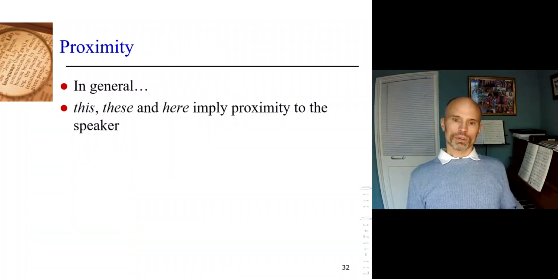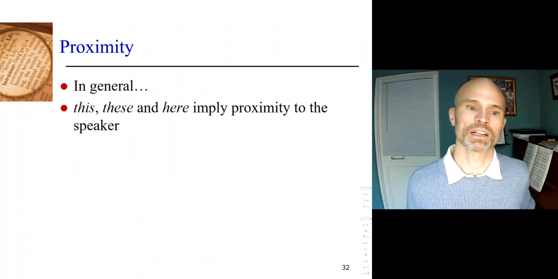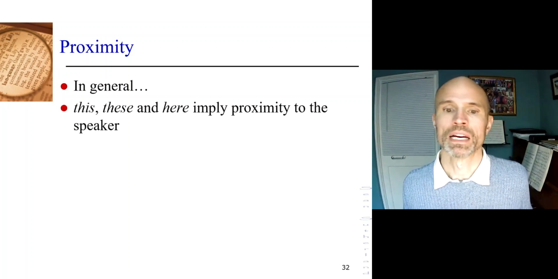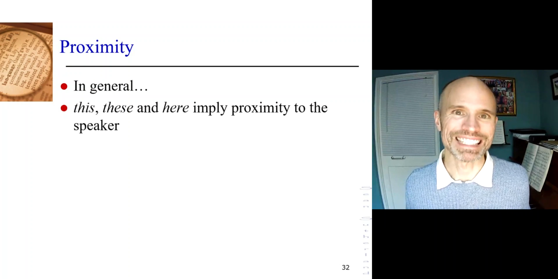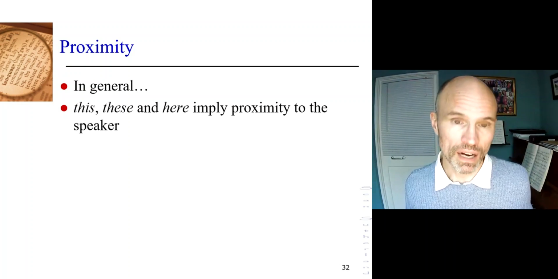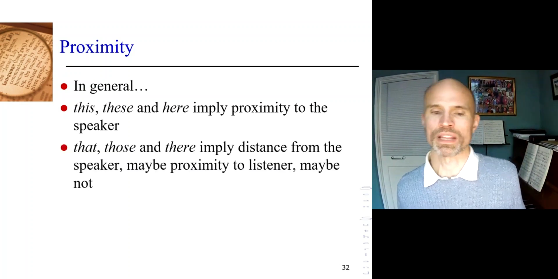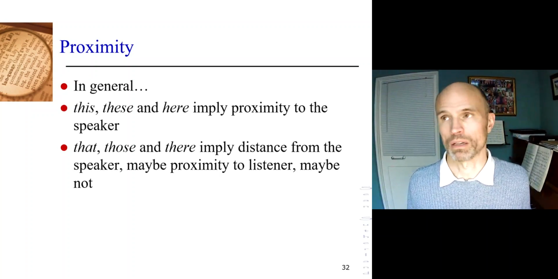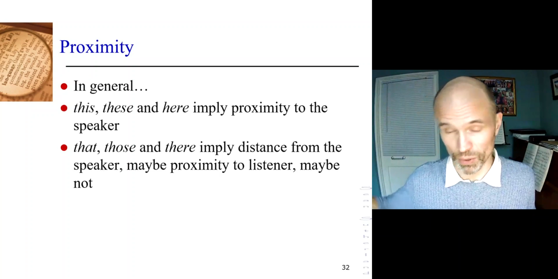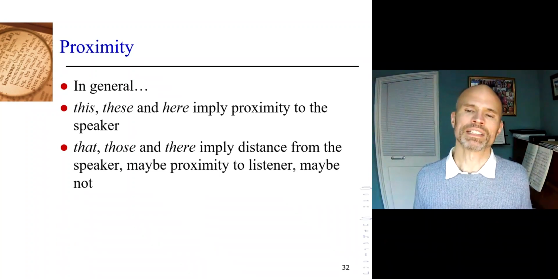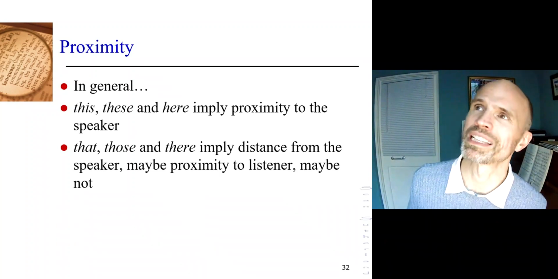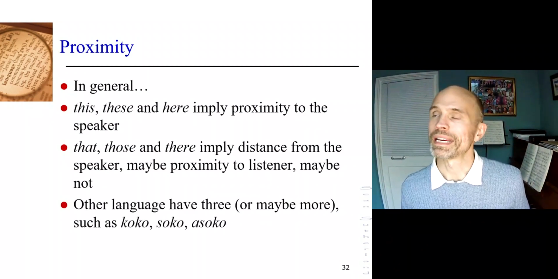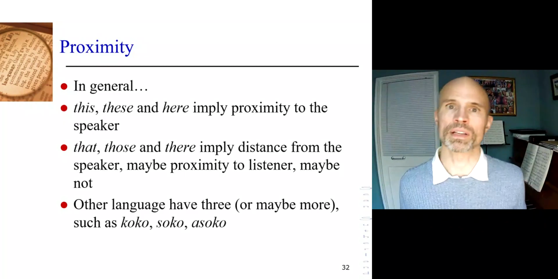In general, as I said before, this, these, and here, and now for that matter, mean close to the speaker. This, these, and here mean close in space. Now means close in time. That, those, and there mean farther away, right? And then means farther away in time. It doesn't really tell you anything about whether it's close to the listener or not. That's one case where English is weaker than many languages.